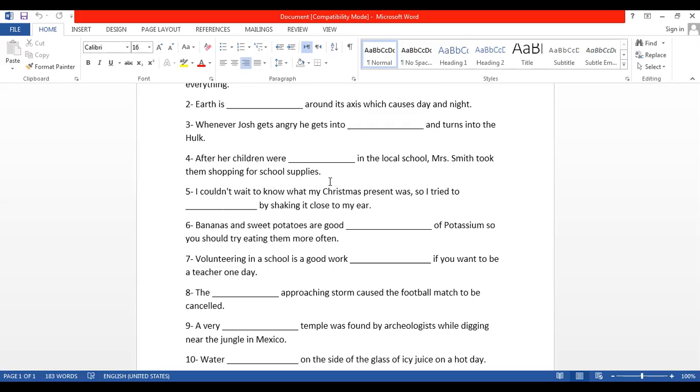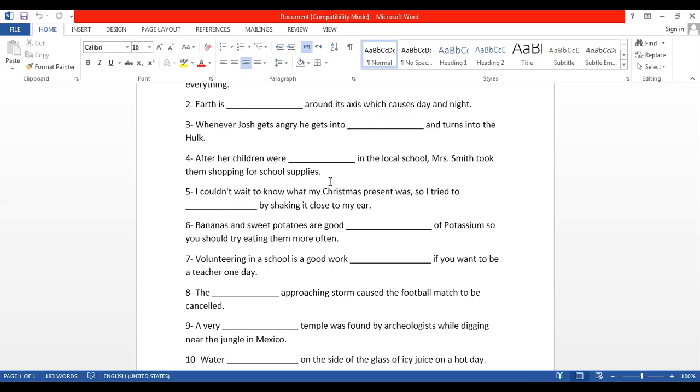Now, this one is a little bit tricky. Okay? The what approaching storm caused the football match to be cancelled? The what approaching storm caused the match to be cancelled? Okay, think about it. Number nine.